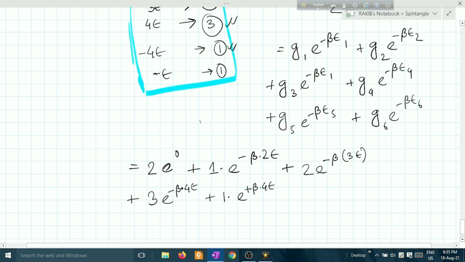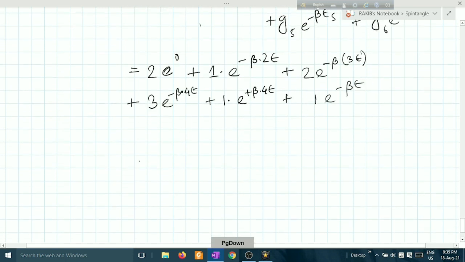Why am I writing this plus? Because the formula is minus beta E, and in our case this is minus 4E. This minus goes with this minus and makes it plus. Okay, and the last term is 1 e to the power beta E. This is our partition function. This is our canonical partition function.